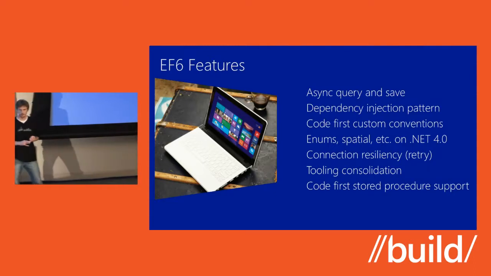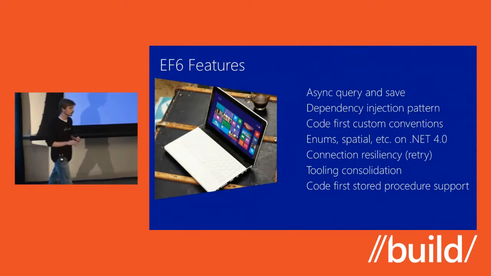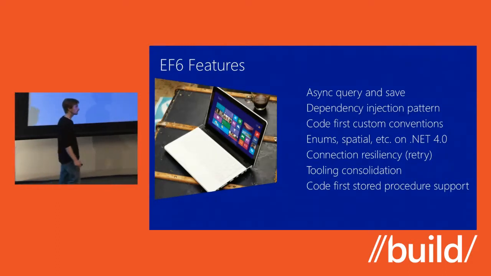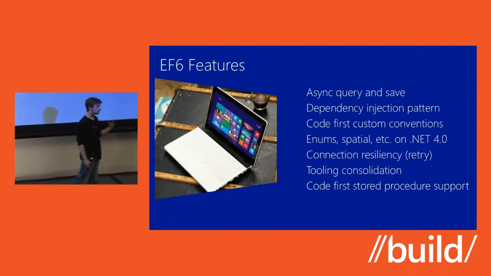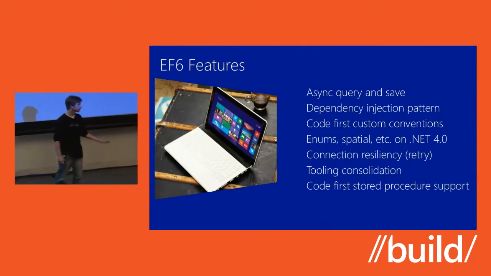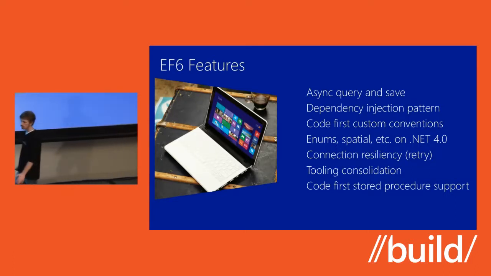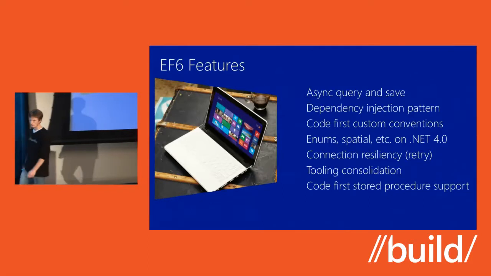We want to improve EF working against SQL Azure. So one of the key things we're doing there is connection resiliency. So you know with SQL Azure it's common to have a retry pattern. So you try a request. If it fails to start or fails partway through, you try it again. And that code is pretty horrible to write with EF today. So we're introducing a connection resiliency pattern.